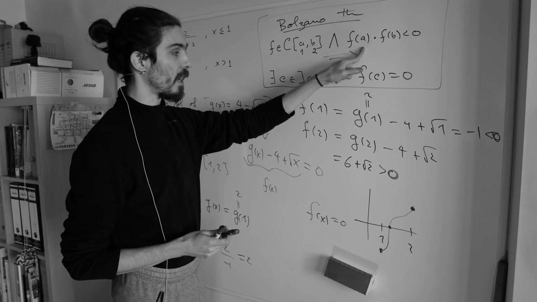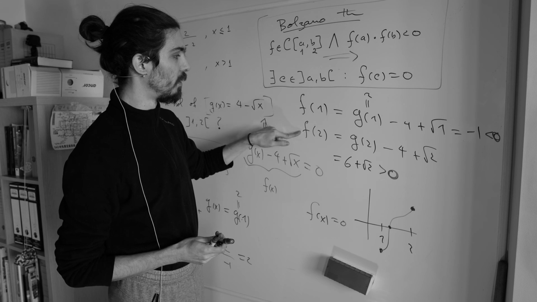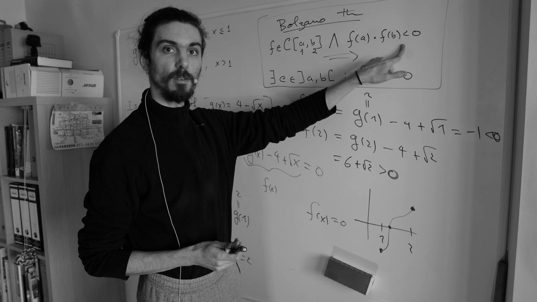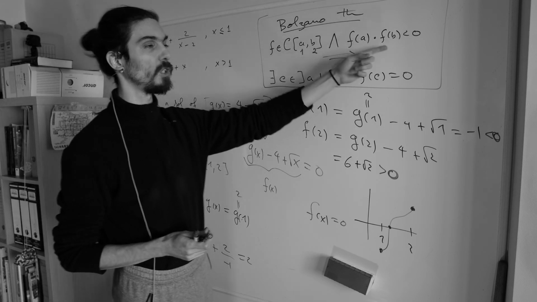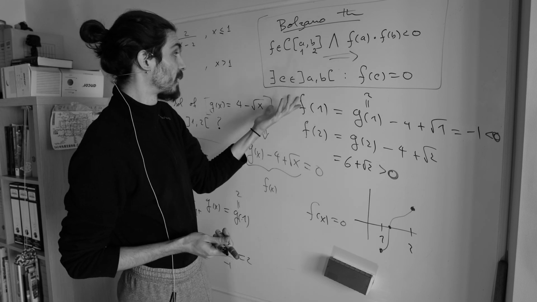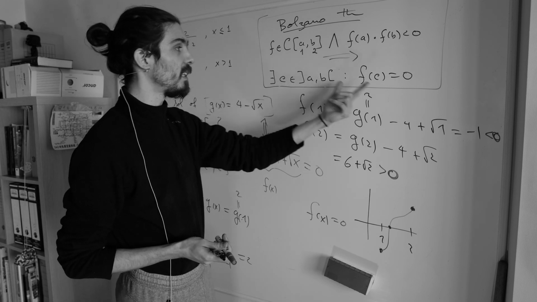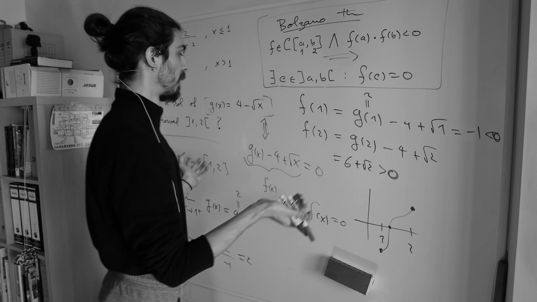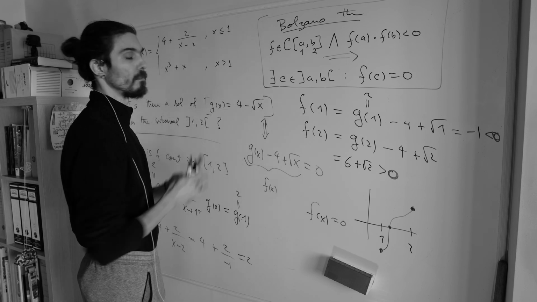Moreover, you verify this here: you computed f of 1 and f of 2. This is negative, this is positive, so the product is negative. So our f fulfills the sufficient conditions. As a consequence, there exists a c between 1 and 2 that guarantees that f of c is equal to 0. But saying that is the same thing as saying that there exists a c that makes this equation true.